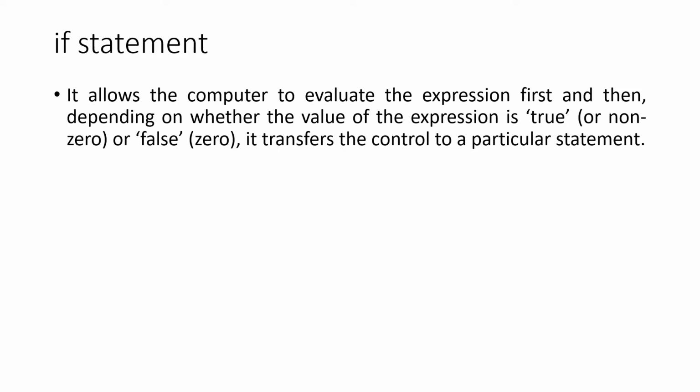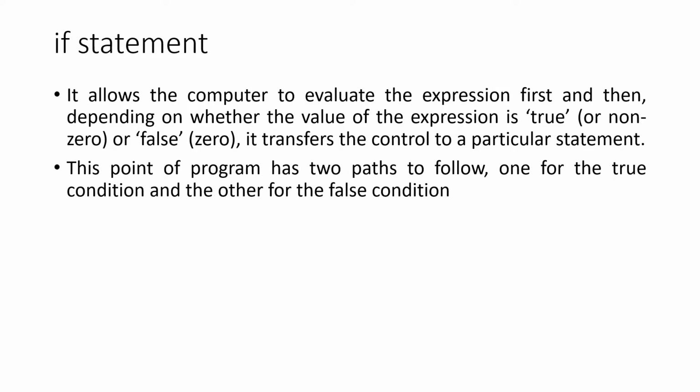So first we will begin with the if statement. As we know, if is the keyword. It allows the computer to evaluate the expression first, and depending on the value of the expression, it transfers the control. We discussed in logical operators, whenever a condition is verified, if it is true, the value will be 1, and if it is false, the value will be 0. That is valid throughout the subject. Whenever we learn C, something true means the value will be 1 and false corresponds to 0.